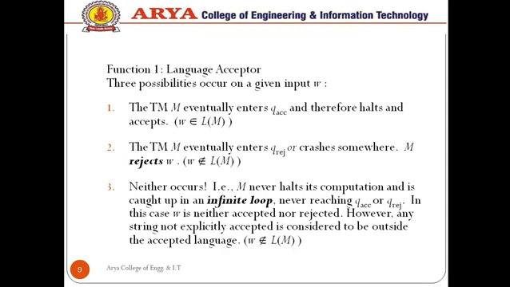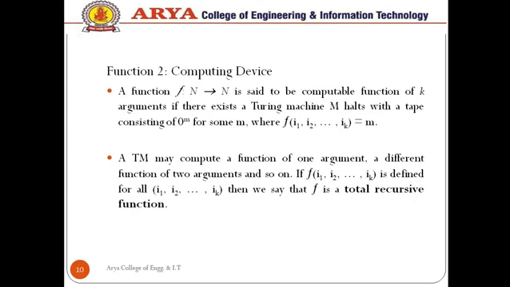This is in the infinite loop. This is a never-ending process here. That is the three functions or three possibilities present in the language acceptor. Number two, or function 2, is the computing device.